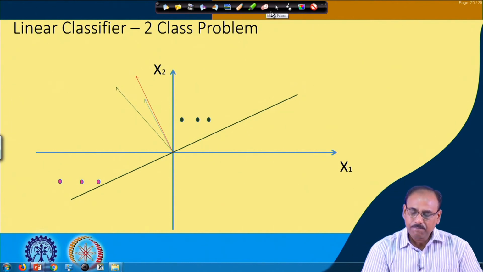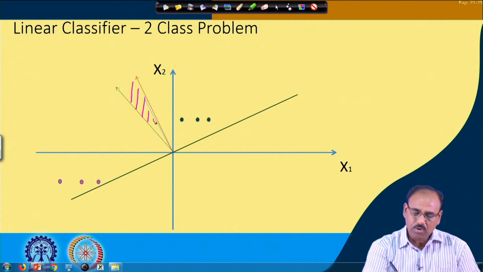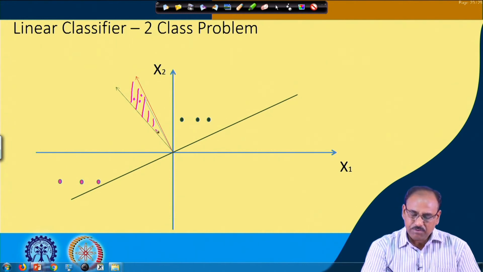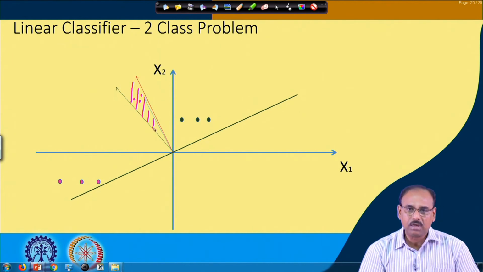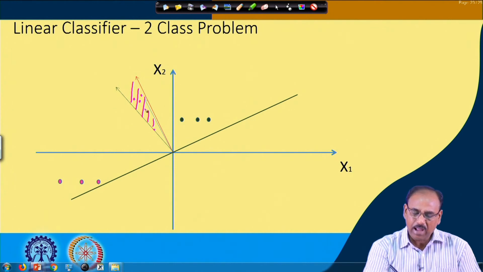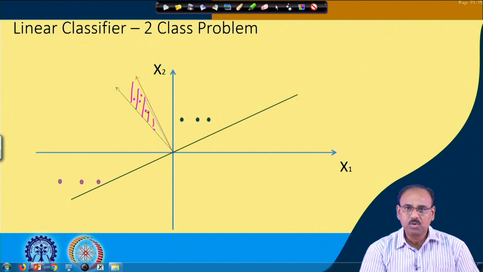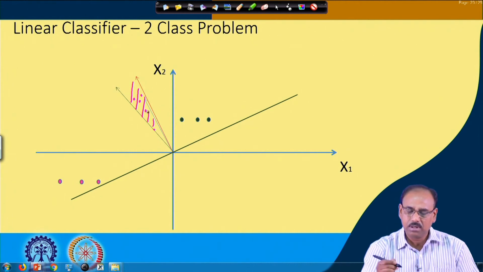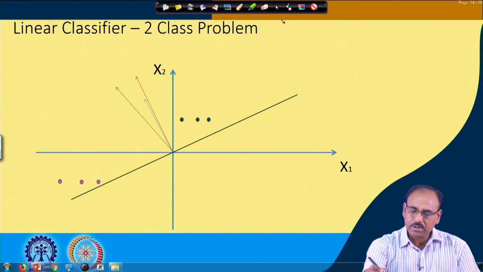Now, as we have seen, as the solution region is this, any vector within this region should satisfy my purpose. But if the solution vector comes very close to this solution boundary, possibly that is not a good solution because it is prone to error. So, I would like to have a vector which is well within this solution region, so that my classifier becomes very, very robust. So, let us see how we can do it.